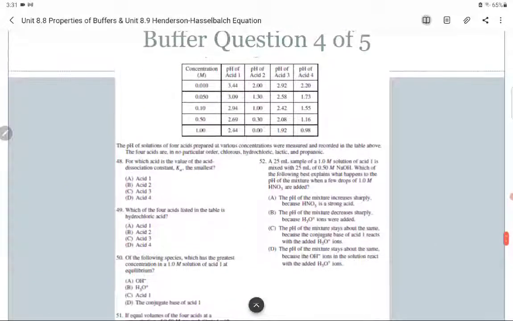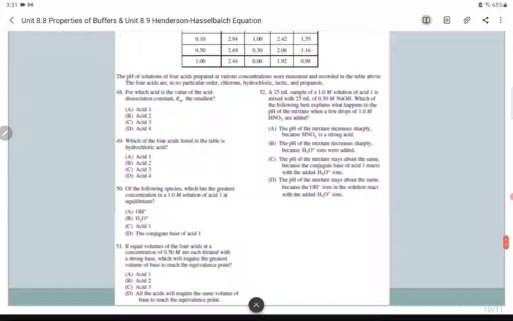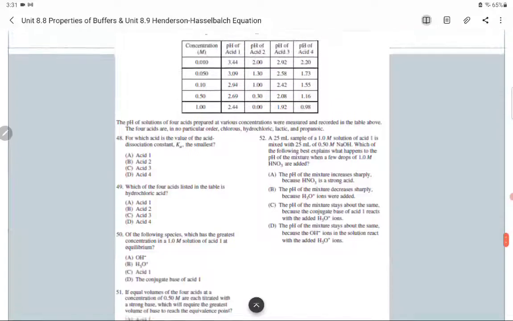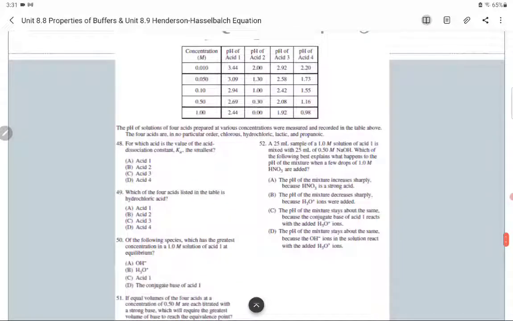This one looks a little daunting because there actually are 5 questions here. No big deal, but we will have to go back and forth so we can see the question and the table.